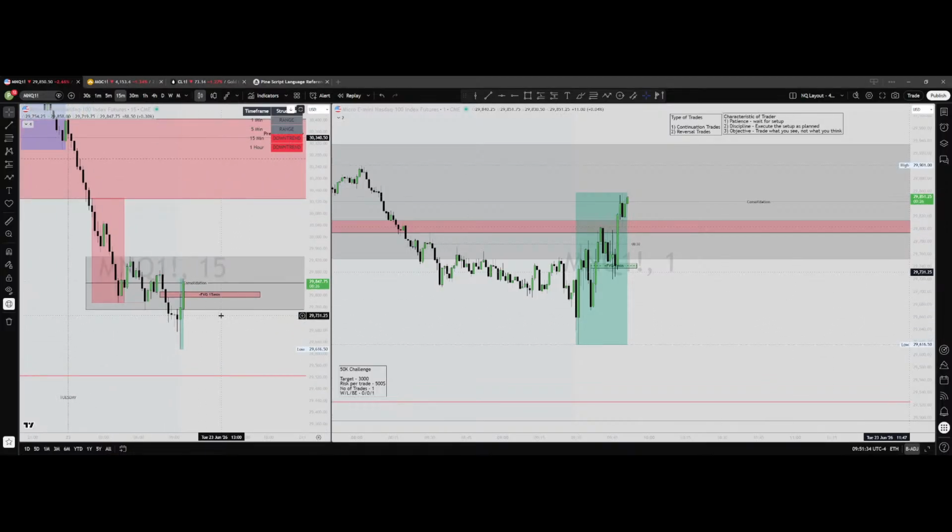For an AMD trade to initiate, what we are looking for is a 15-minute candle to close somewhere here, above this high. After that, if we see a rejection on the 1 minute time frame, then we can initiate an AMD trade.